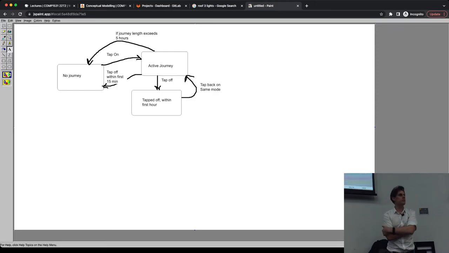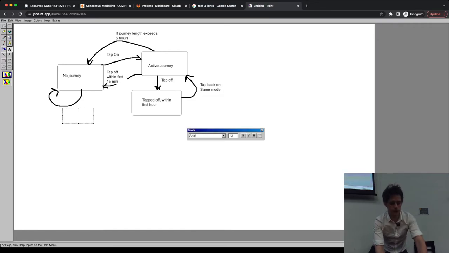Did anyone have anything they would like burning to add to our Opal state machine? Insufficient funds. Insufficient funds? How would you add that? Oh, like this, you mean? And this would be like insufficient funds.